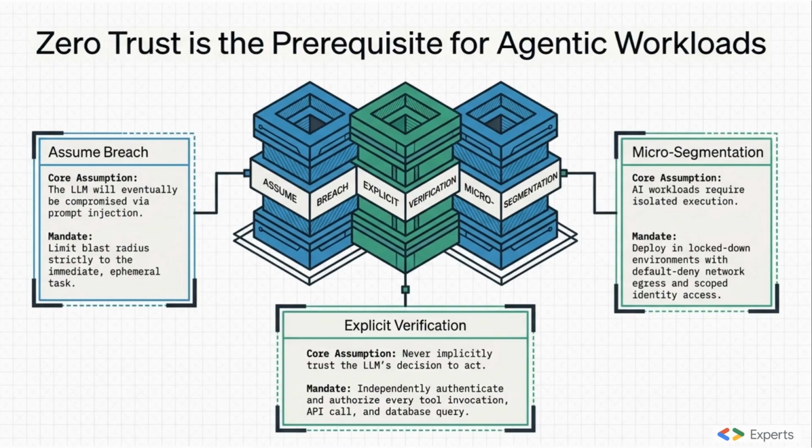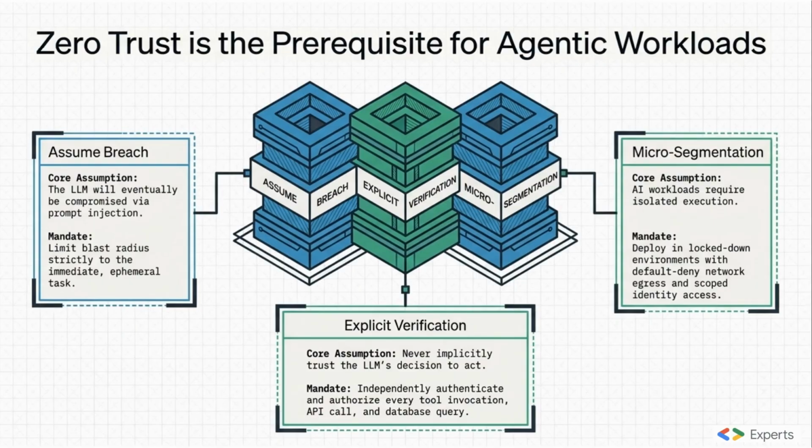The foundation of our architecture is zero trust. Zero trust follows one simple principle: never trust, always verify. For AI agents, this becomes even more important. We assume that prompts can be malicious, we assume models can be manipulated, and we assume identities may be compromised.